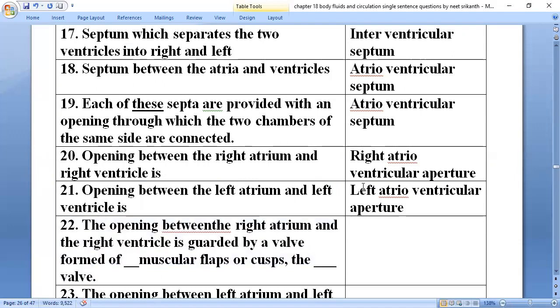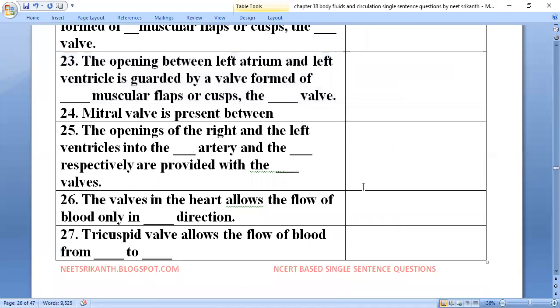The opening between the right atrium and right ventricle is guarded by a valve formed of three muscular flaps or cusps. We call this valve the tricuspid valve. The opening between the left atrium and left ventricle is guarded by a valve formed of two muscular flaps, called the bicuspid or mitral valve. Mitral valve is present between left atrium and left ventricle.